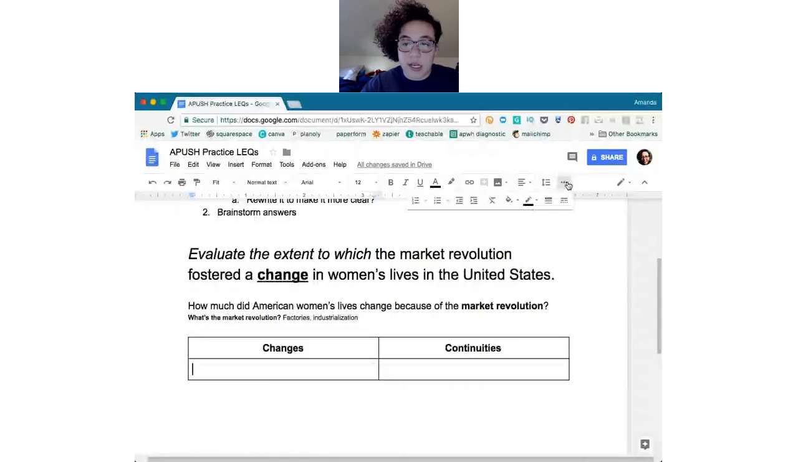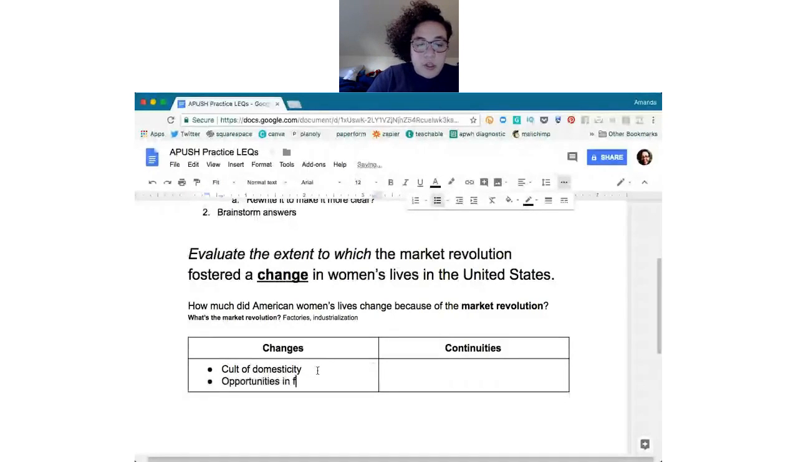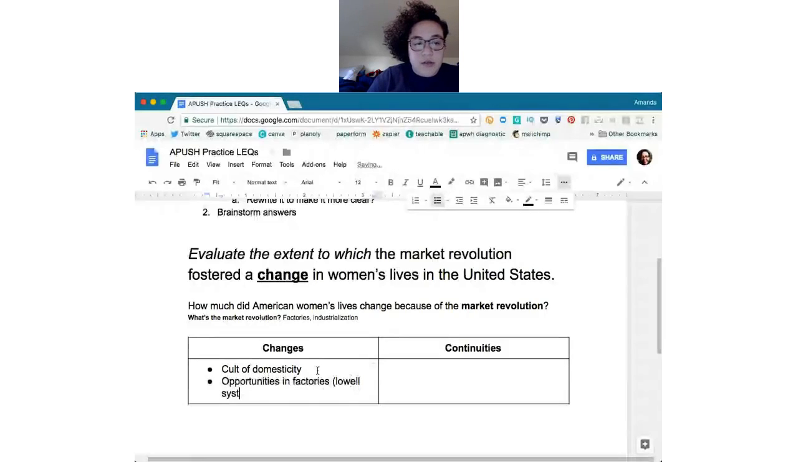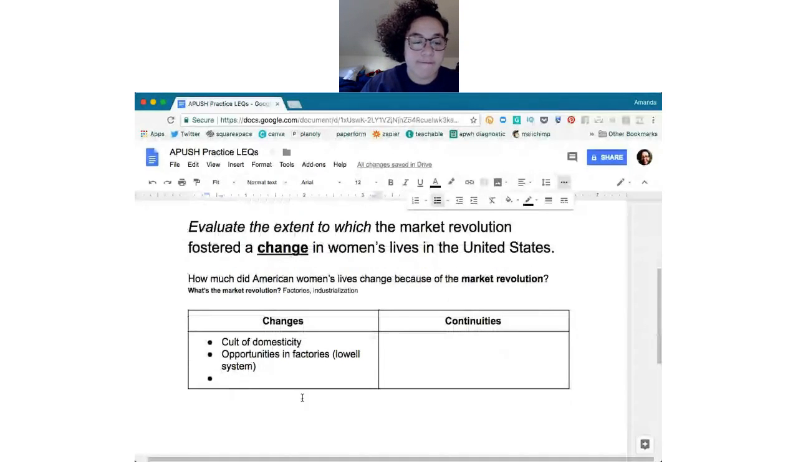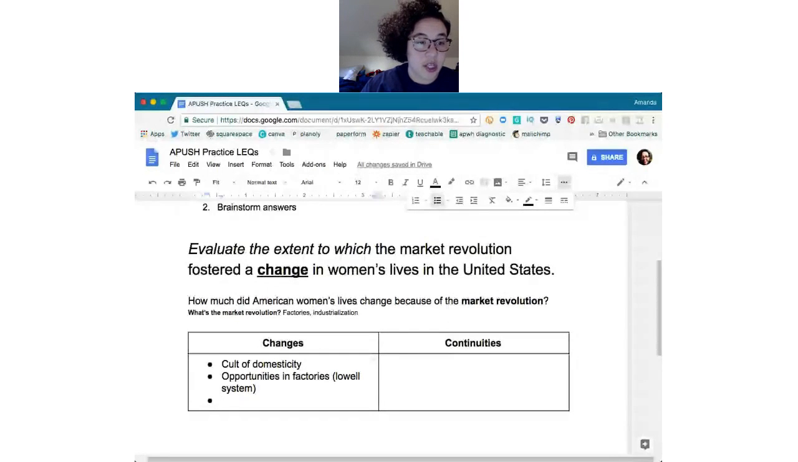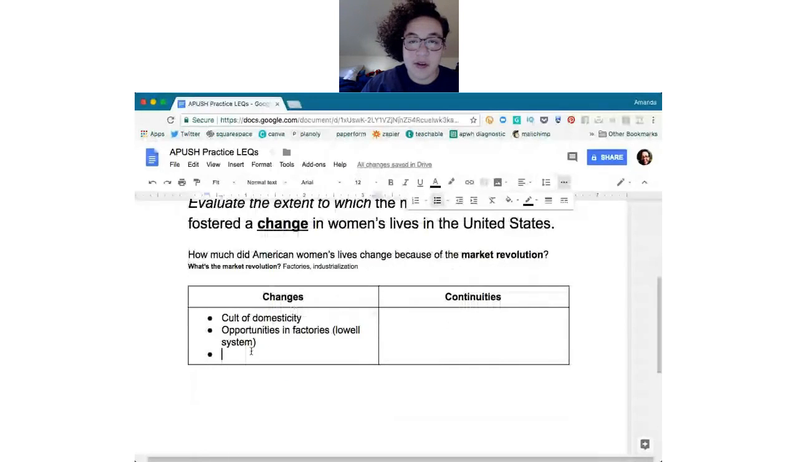So you've got the cult of domesticity. What else? Yep. Opportunities in factories, Lowell system. What else? Anything else you can think of? So for those of you that said it changed a lot, anything else that you know of that changed? That would be this, the cult of domesticity.